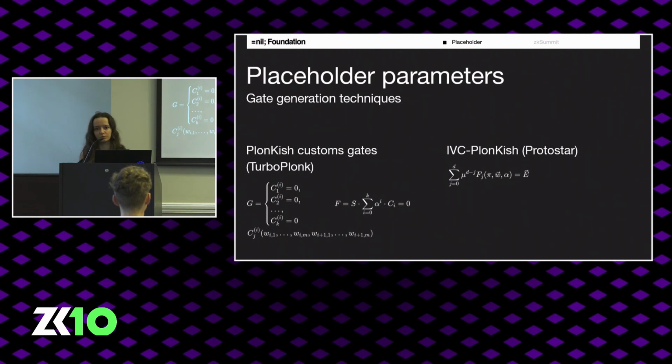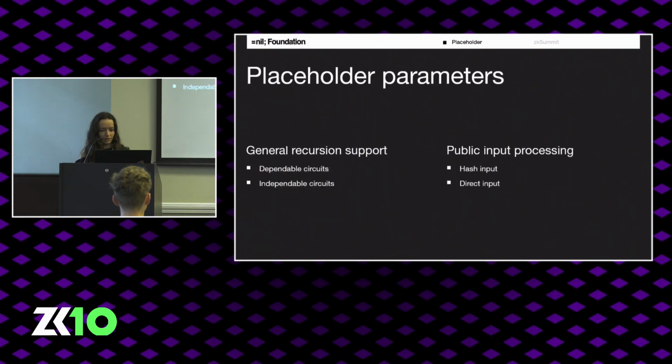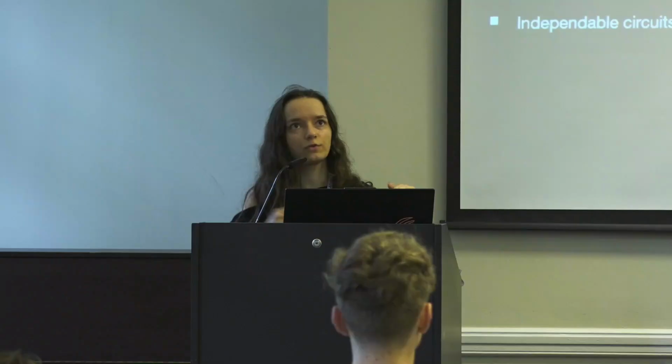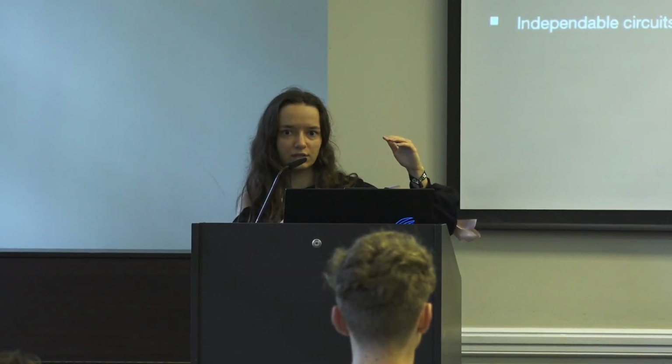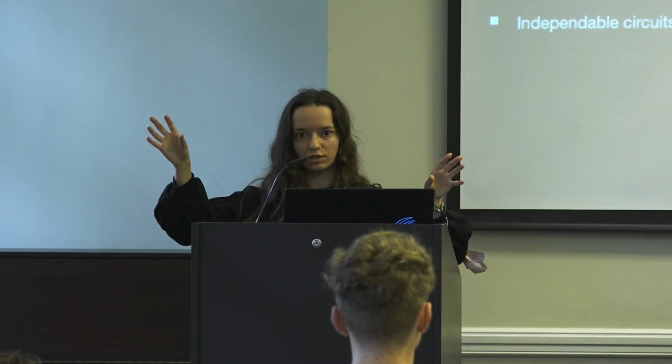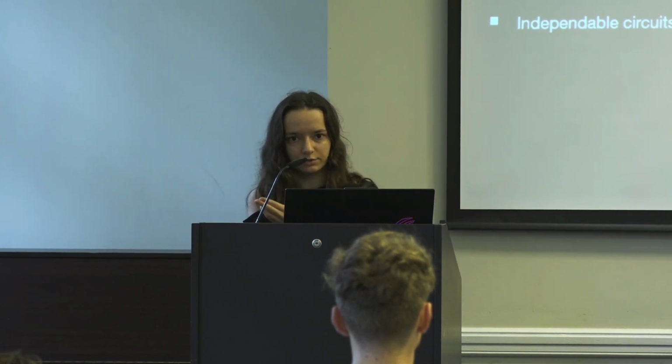I will show you some examples of when it would be better to use IVC, and when it would be better to use just the usual Plonkish custom gates. So, it has small parameters, but we have general recursion support. What do I mean by general? Usually we have recursion only for independent circuits, so we don't have any variables shared between one circuit and another, and they don't connect with each other.